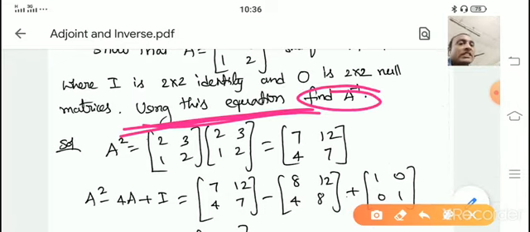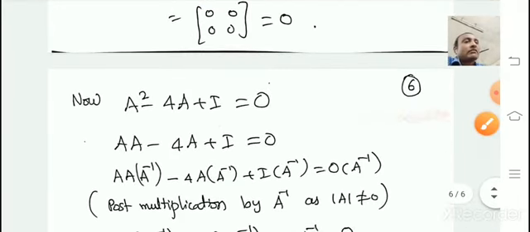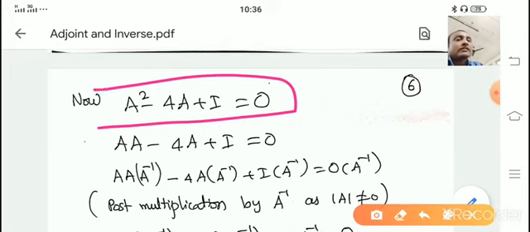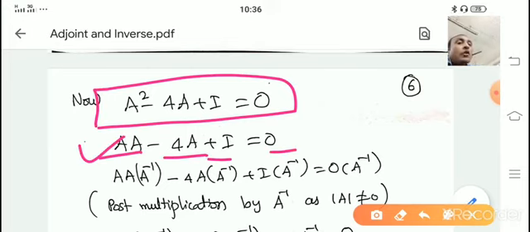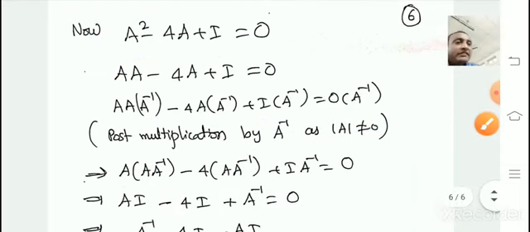Which equation? The equation which you had. See, write the equation first. A square, meaning A into A, minus 4A plus I equals null matrix. Post multiplication means multiply on the right side of the equation; you can multiply the left side also, but it is better to always multiply the right side by A inverse on all the sides. Before multiplying A inverse, first find that determinant of A is not equal to 0 here. So that's why you can multiply. Post multiplication we have done.